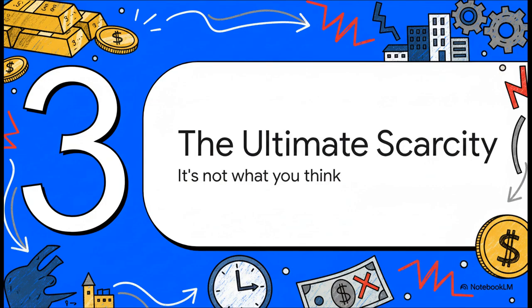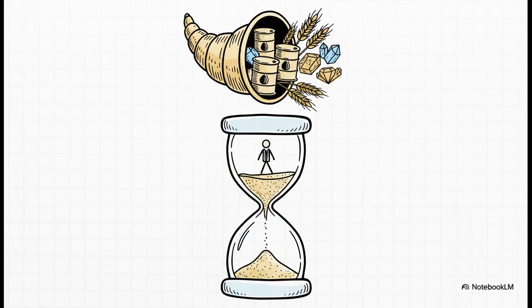Okay, so this whole idea of scarcity is at the heart of all economics. But the book makes a really fascinating point that we often focus on the wrong kind of scarcity. The ultimate scarce resource isn't something we pull out of the ground. And this is such a profound point.